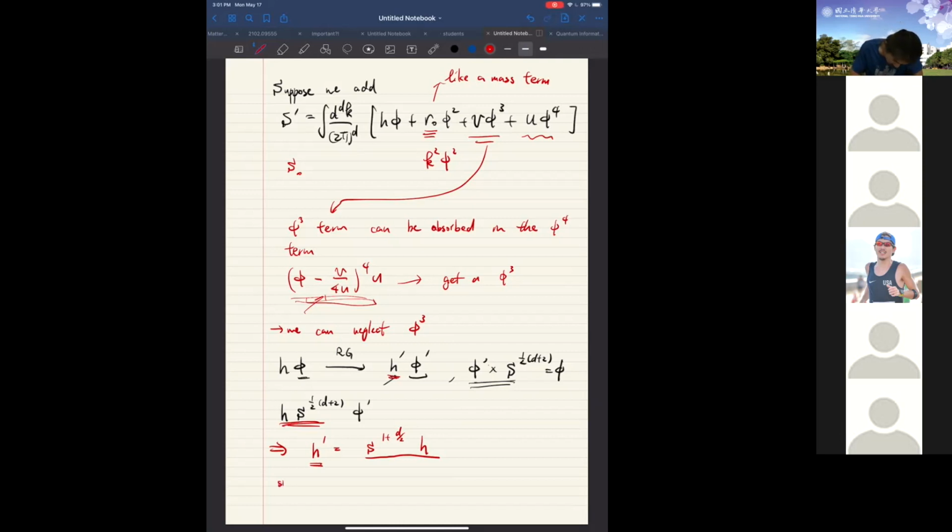And since S is greater than 1, as we defined before, as you remember, that's how we defined S, which is somehow a method to separate the fast and slow modes. So S must be greater than 1. So if S is greater than 1, which means h grows, right? So it means it is a relevant operator, a relevant coupling constant. Okay, so it will grow.